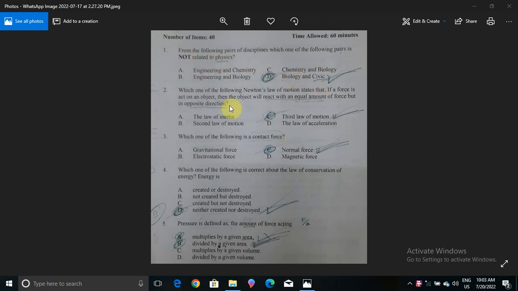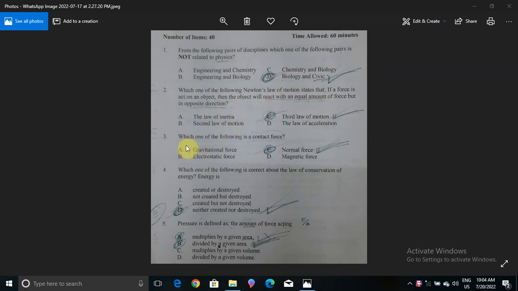Now, question number two, which one of the following Newton's laws of motion says that if a force acts on the object, then the object will react with an equal amount of force, but in the opposite direction? Of course, it will be the third law of motion that states that.